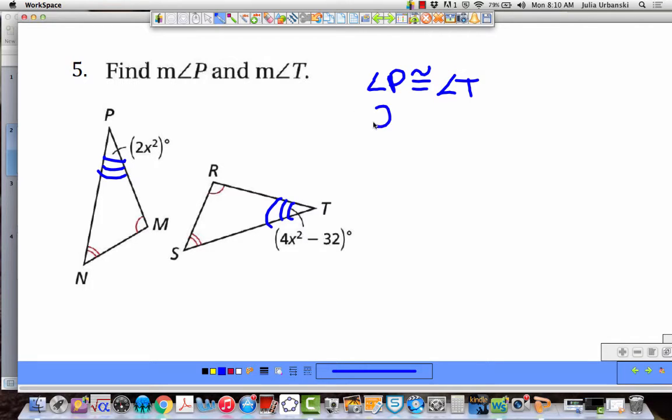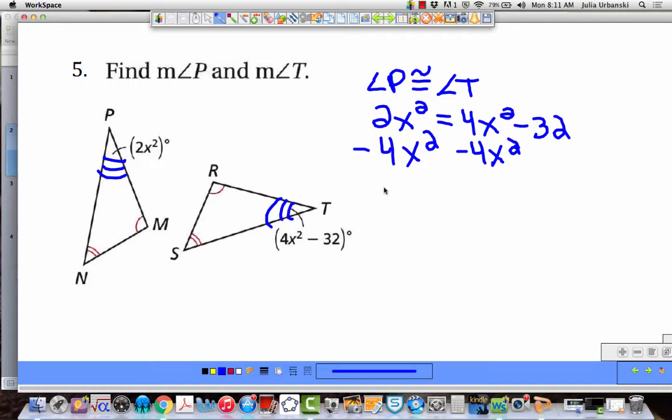Angle P is 2x squared. Angle T is 4x squared minus 32. First thing I would do is move 4x squared over. I can't move 2x squared over because that would leave me with nothing there. So subtract 4x squared. You have negative 2x squared equals negative 32.